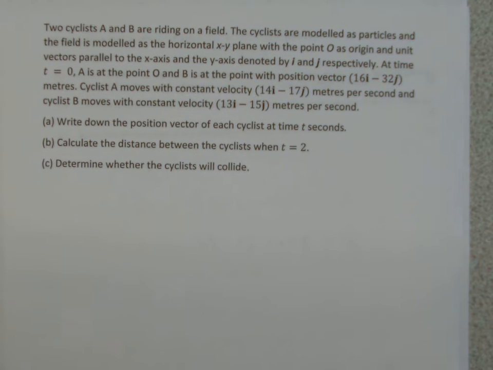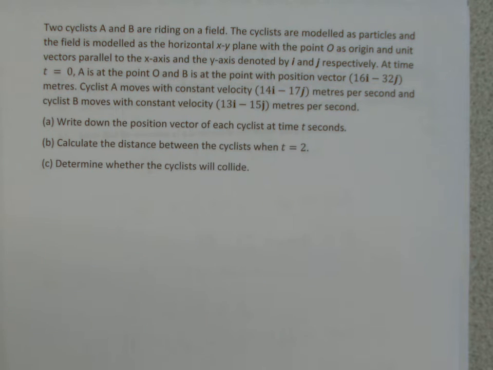Okay, two cyclists A and B are riding on a field. The cyclists are modelled as particles and the field is modelled as a horizontal xy plane with the point O as origin and unit vectors parallel to the x and y axes denoted by i and j. At time t equals 0, A is at the origin, and B is at the point with position vector 69i minus 32j. Cyclist A moves with constant velocity 14i minus 17j, and cyclist B moves with constant velocity 13i minus 15j.